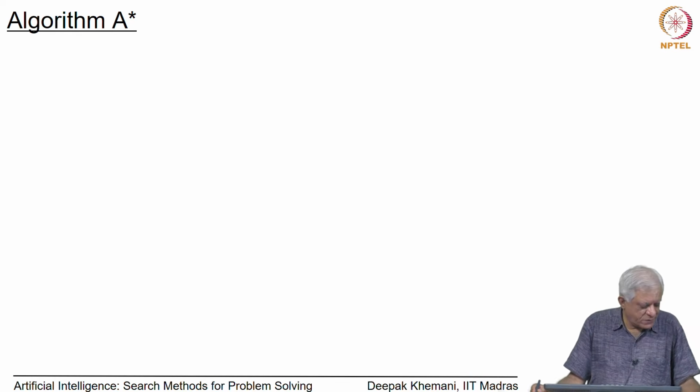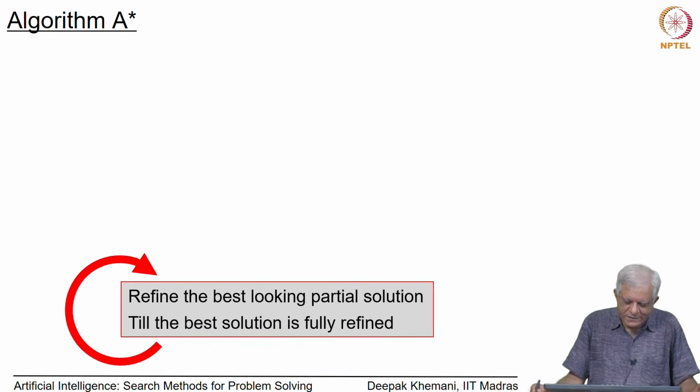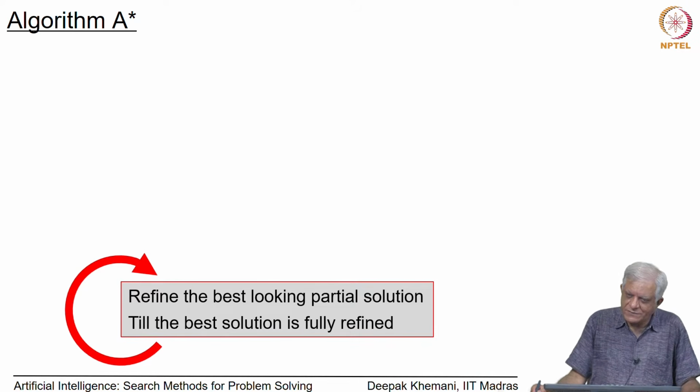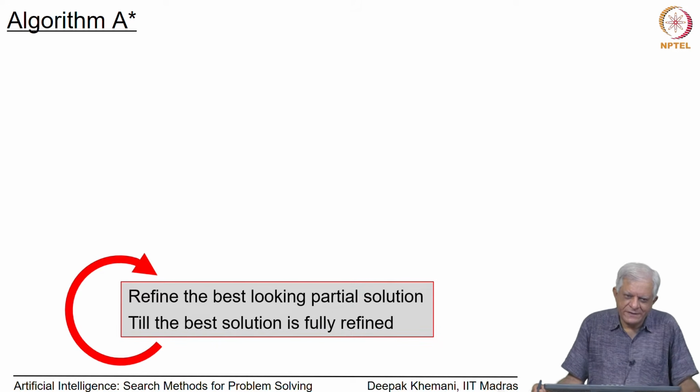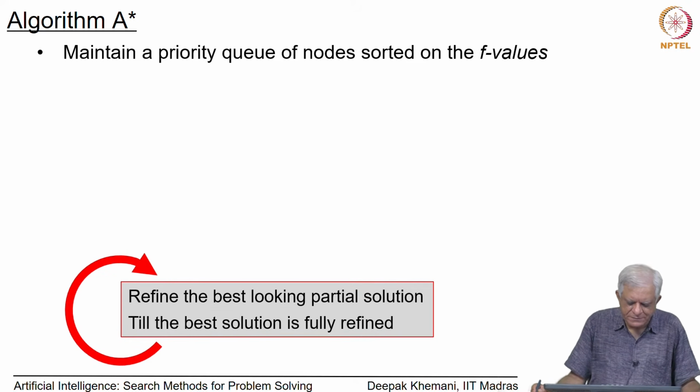So, just to recap and repeat, this overall strategy says that you refine the best looking partial solution till the best solution is fully refined. Both these steps are important: you keep refining partial solutions, and you keep picking the best of all candidates, and you stop only when the best candidate that you pick up happens to be fully refined, and that is going to be the algorithm A star as well.